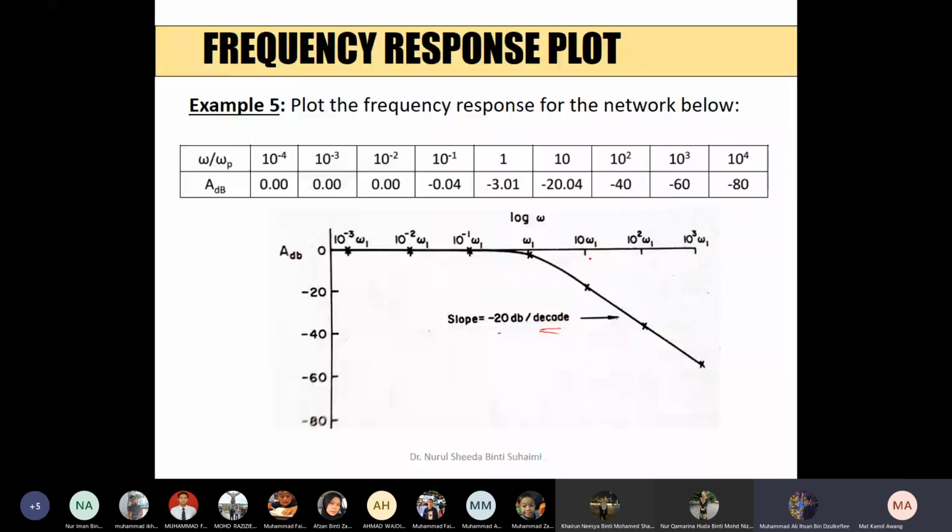This per decade is basically this. On a log scale, from here to here is 1 decade. So from 10 to 10 squared is 1 decade, and 10 squared to 10 cubed is 1 decade. This is 10 to the power of 0 here. So it drops here by 20 dB. From here to here is 20 dB. From here to here is 20 dB.